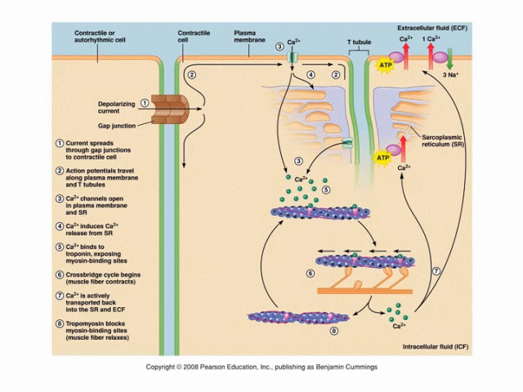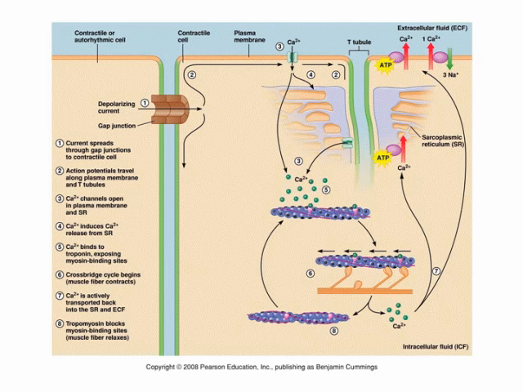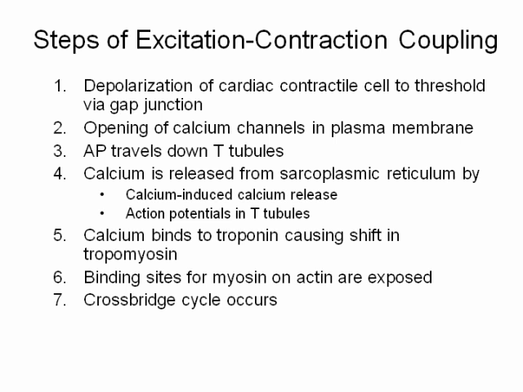So let me jump ahead to this diagram. So we have our action potential coming down the membrane of the contractile cell. It's going to open these voltage-gated calcium channels. And then the action potential is going to travel down the T-tubules, that is transverse tubules. That's what we saw in skeletal muscle. So the action potential is going to travel down the T-tubule, down the membrane of the T-tubule. And then we're going to have calcium-induced calcium release.